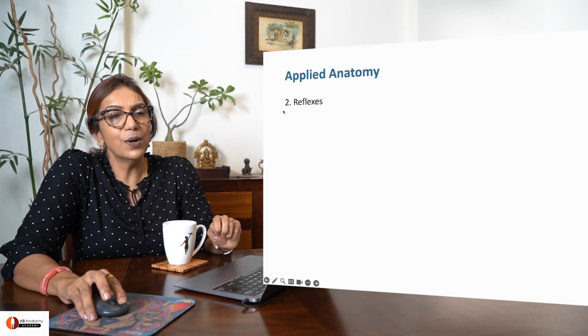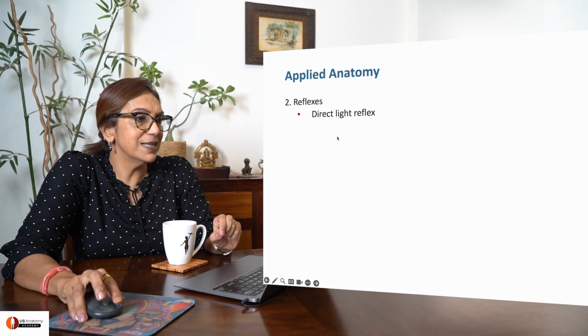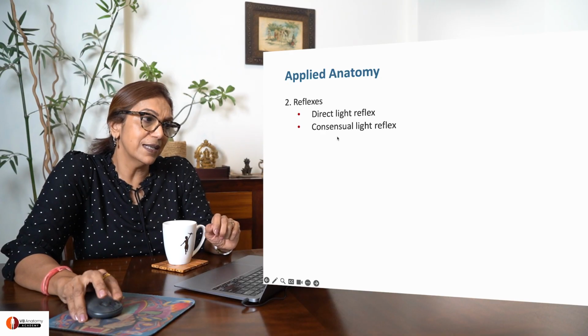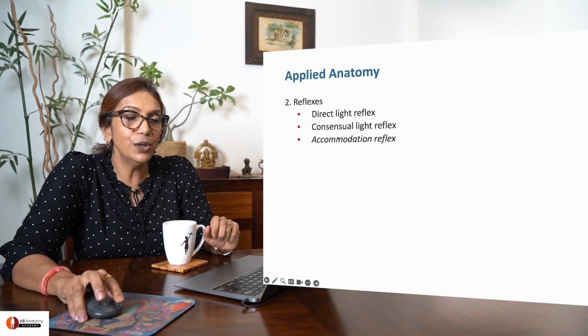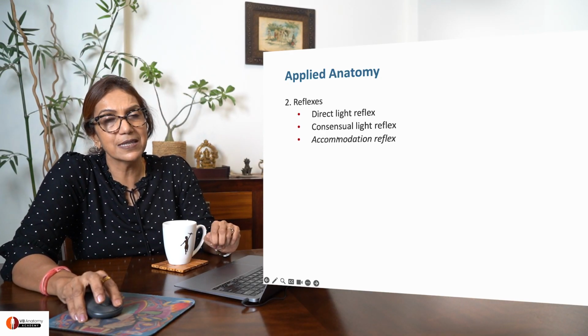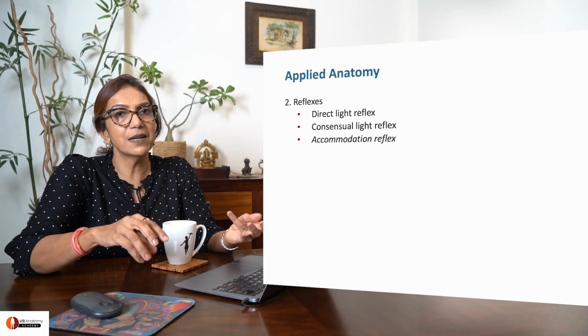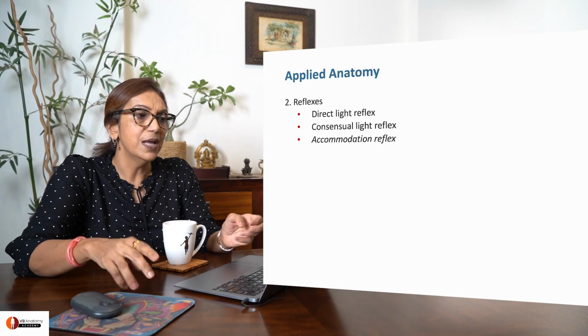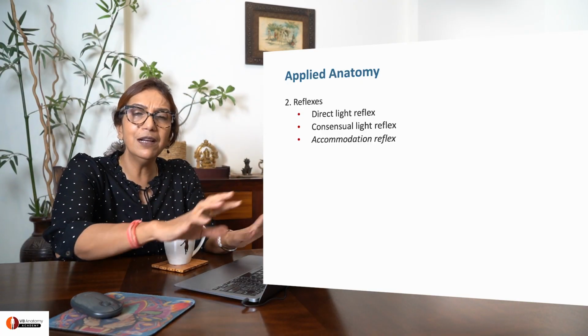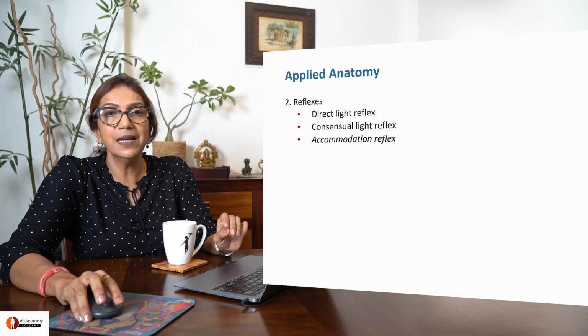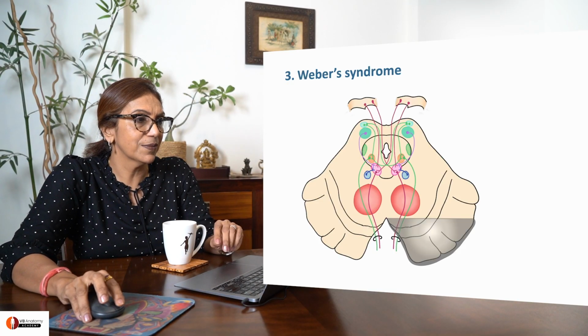You should also, under applied aspects of the third nerve, discuss the direct light reflex and consensual light reflex, and on your own study the accommodation reflex. I'll try and release a video on this, but my suggestion is some studies must be done by you. I've given you enough information for you to be able to understand the accommodation reflex.